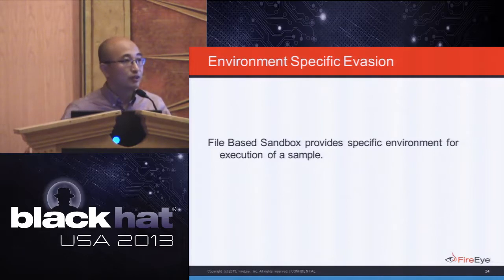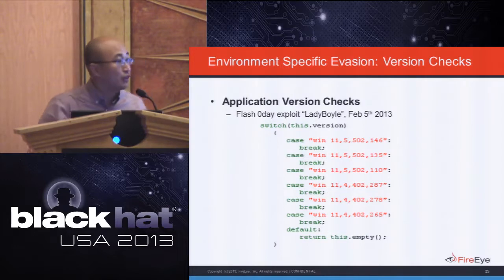Basically each malware requires a specific environment to run. It could be a malicious exploit code, which will target a particular specific version of the vulnerable application or platform. But on the other side, a file-based sandbox has just one environment. It has its own specific environment. When these 2 environments do not match, we get problems. So the first very common evasion here is version checks.